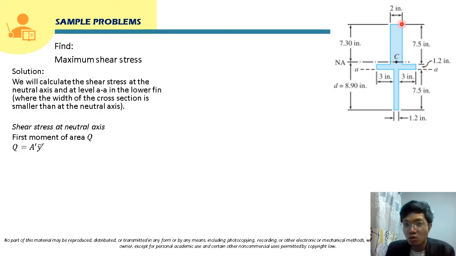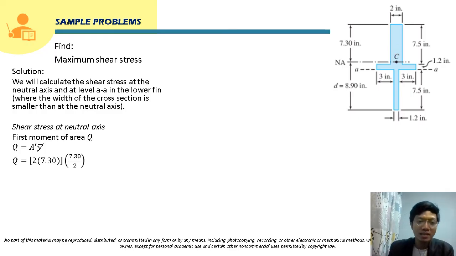Yung base ay 2. Yung height ay ito. Ano ba ito? 7.30. No? Yun yung area prime natin. Ngayon, yung Y bar prime natin, yan yung distance from the centroid of A prime papunta dun sa neutral axis. So, in this case, that will just be 7.30 over 2. Diba? Kalahati lang nito. Yung magiging distance from its centroid papunta dito sa neutral axis.